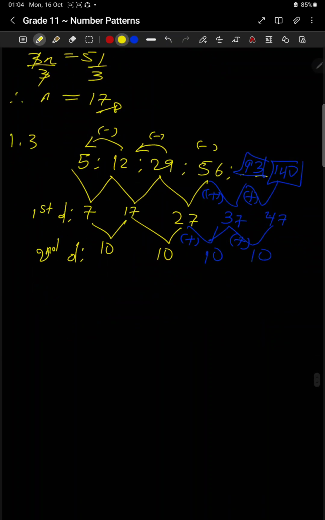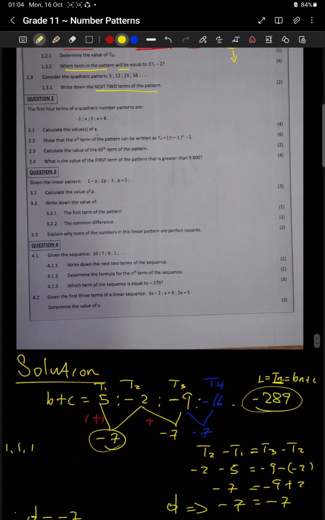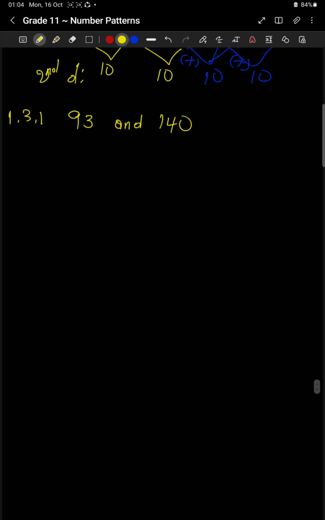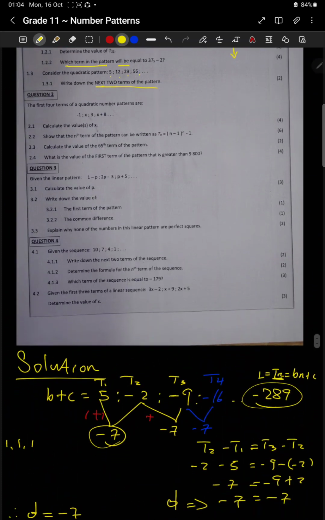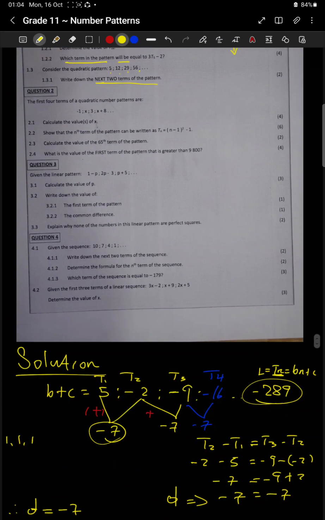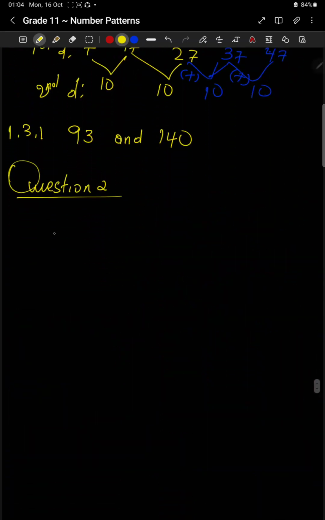And then we say, therefore, in 1.3.1 we've got 93 and 140 as our next two terms. Now we are done in that question. We go to question number 2 quickly. In that question number 2, we're going to just copy down the quadratic pattern, which is -1, x, 3, x, 8.